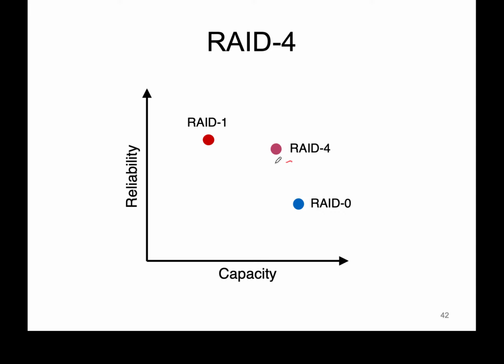This is where roughly RAID 4 lies. It tries to achieve good enough capacity, approaching what could be achieved by RAID 1. And at the same time, it tries to achieve good enough reliability, approaching the level that could be achieved by RAID 1, right? At most tolerating one single disk failure, or maybe 2 disk failures. It tries to combine the best of both worlds by using an approach which is called a parity disk.